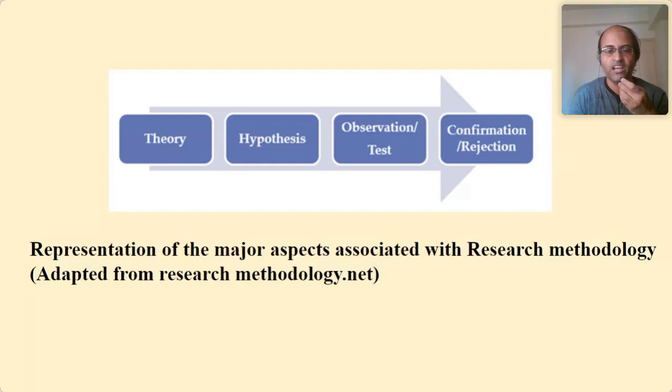Then we come to the confirmation based on the interpretation that is done. We confirm or reject the particular hypothesis. So this is the overall flow chart, which explains how it is to be done and how it goes on. Now I would be explaining each of them in a clear manner, and then we work out how the research methodology gets done.